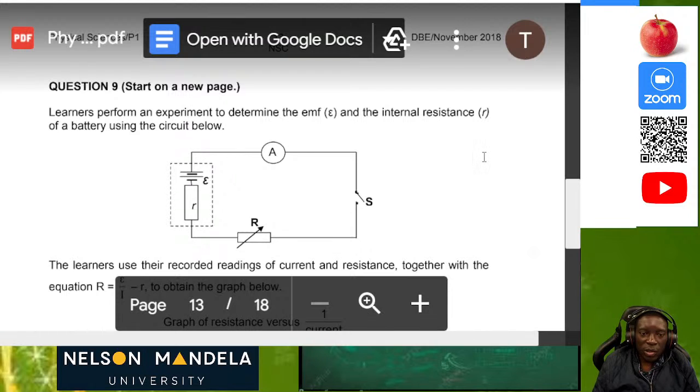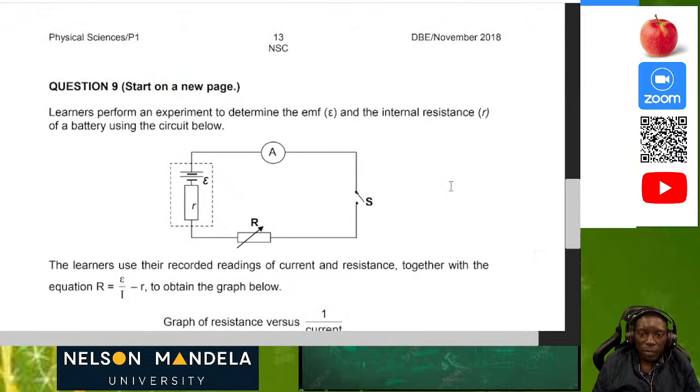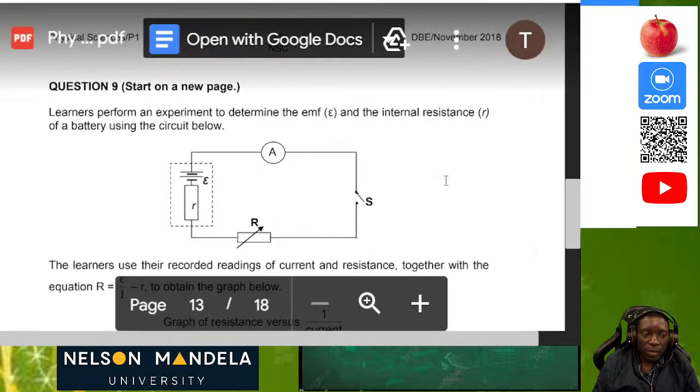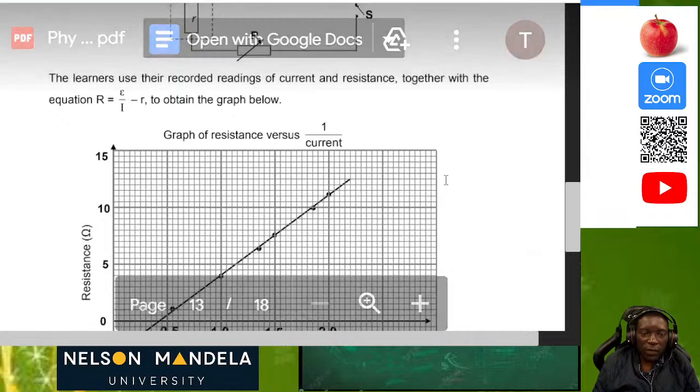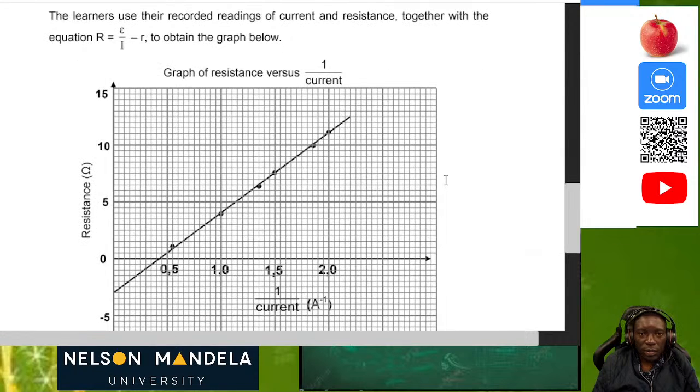So the learners use their recorded readings of current and resistance together with the equation R equals EMF over current I, minus r, to obtain the graph below. So this is the graph that is obtained. It's a graph of resistance versus 1 over current.